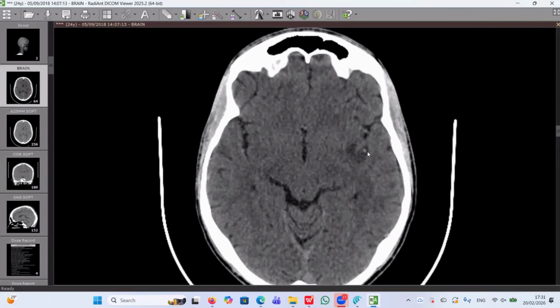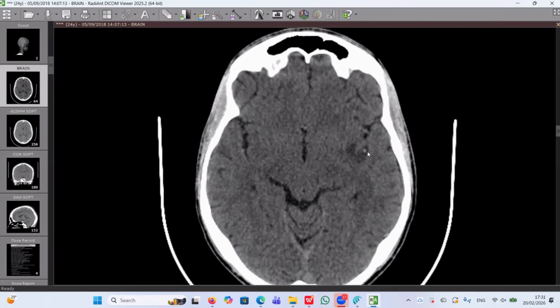If you are suspicious but not sure whether this is a dense MCA sign or not, and we don't have any other signs of acute cerebral infarction, then if the patient is prepared, do CT angiography on the spot to diagnose whether the middle cerebral artery is occluded or not, and whether the dense MCA sign is properly present or not.